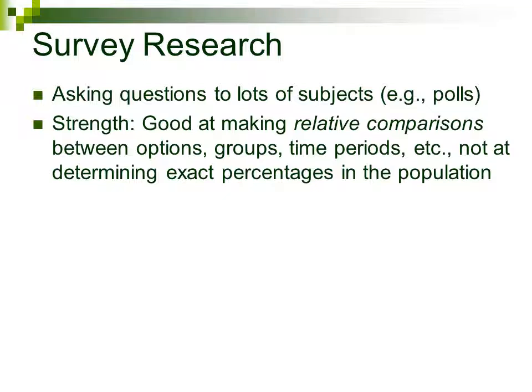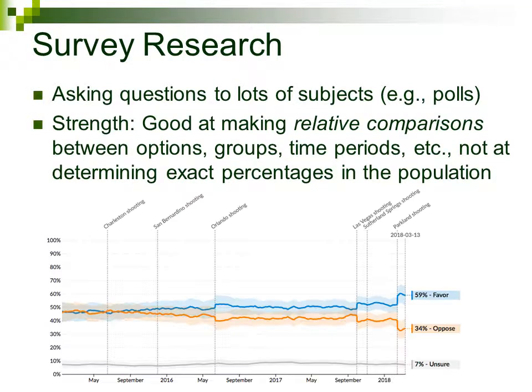Or the exact percent of people who agree with the statement. Let's use this graph as an example, which is survey data based on the question, do you favor or oppose stricter gun control laws? Even though what stands out is the percent of people who favor versus oppose stricter gun laws, due to all the weaknesses with survey research I'll discuss in a minute, this is actually a poor use of survey research. Instead, a better use of survey research is to make relative comparisons between these options. That is, to conclude that more Americans favor stricter gun control than oppose it.